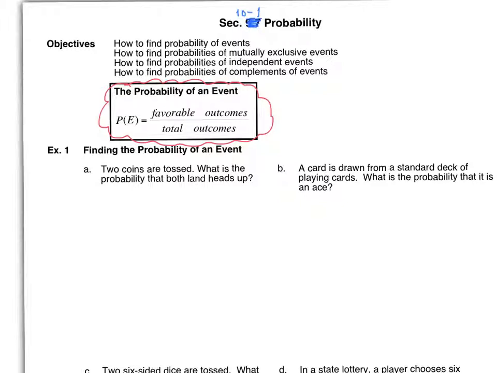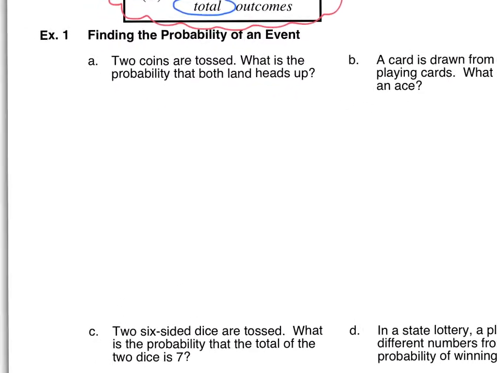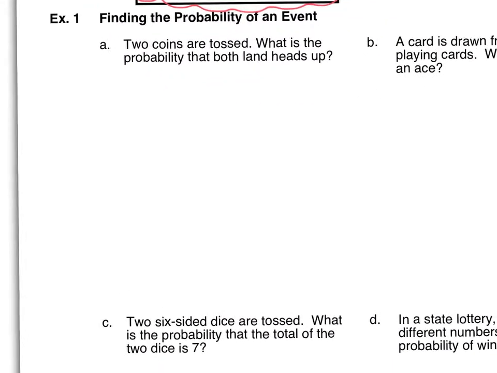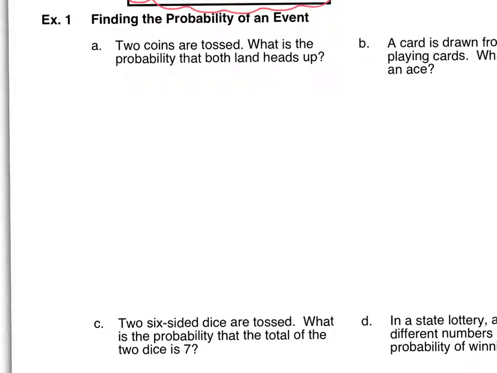So we're going to use the probability of an event, which you learned in Algebra 1-2 and Algebra 3-4. So it's always favorable over total outcomes, always. And so we worked on outcomes in Chapter 9. So let's look at example 1a. If two coins are tossed, what is the probability that they both land heads up?